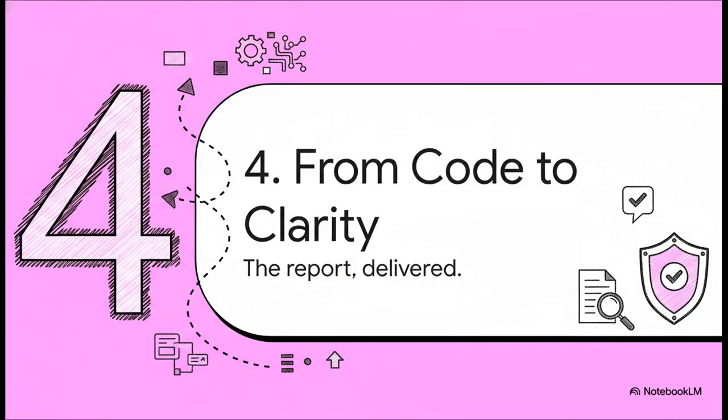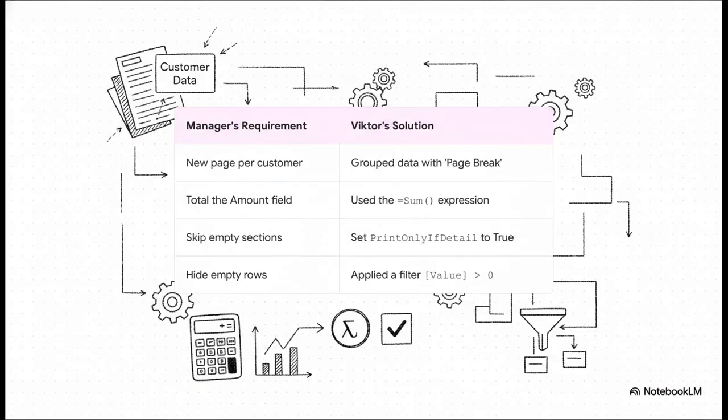And with all those pieces in place, we've reached the final stage. The quest is complete. It's time to look at the final result. A clear, actionable report delivered. And this table just says it all, doesn't it? It's a perfect checklist of success. Every single requirement the manager had was met with a specific, smart, technical solution. New page for each customer, handled by the page break property. The totals, calculated with a simple sum expression. And those pesky empty sections, hidden away with that print-only if detail property.